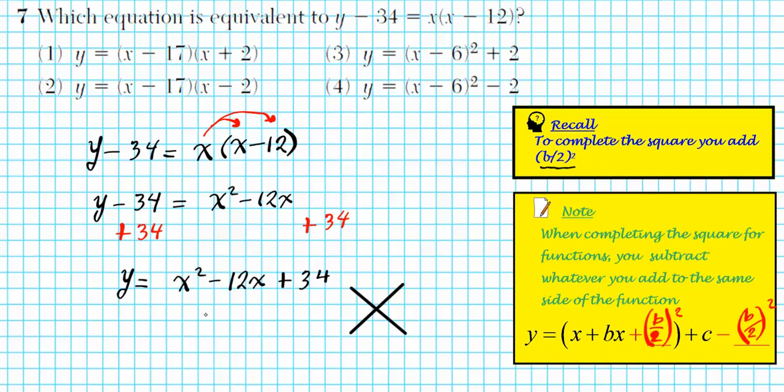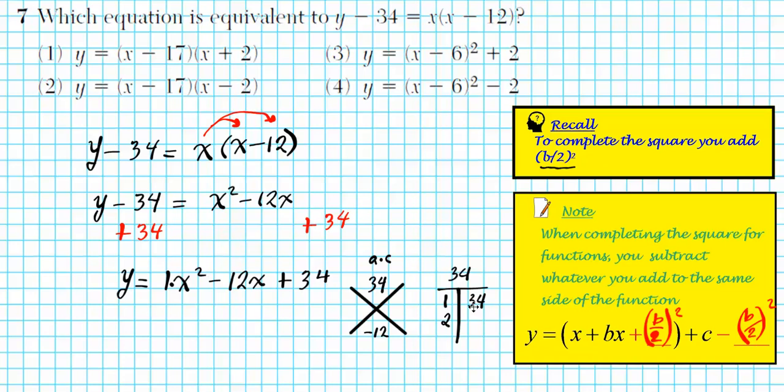AC goes on top. A is 1, so we have 1 times 34. And B, negative 12, goes on the bottom. So the question is, what two numbers multiply to give you 34 and add to give you 12? All right, so let's make our product of pairs that yield 34. I know that 1 times 34 gives me 34, but if I combine these two, I either get 35 or 33. That's not 12, that doesn't work.